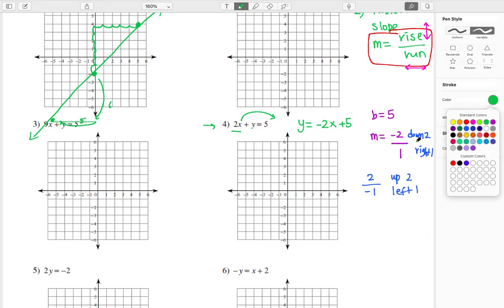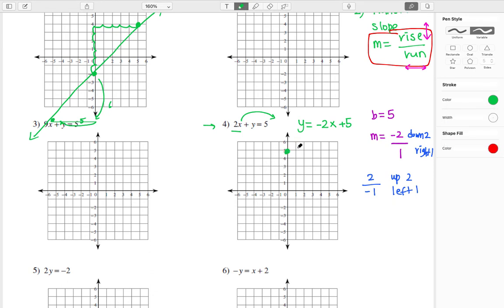So let's label the y-intercept, which is at 5. This is my starting point. And then I'm going to go down 2 and right 1. So down 2, 1, 2, and right 1. Okay. Again, I could go down 2, 1, 2, and right 1. And there you have it. 3 points that has a negative slope.